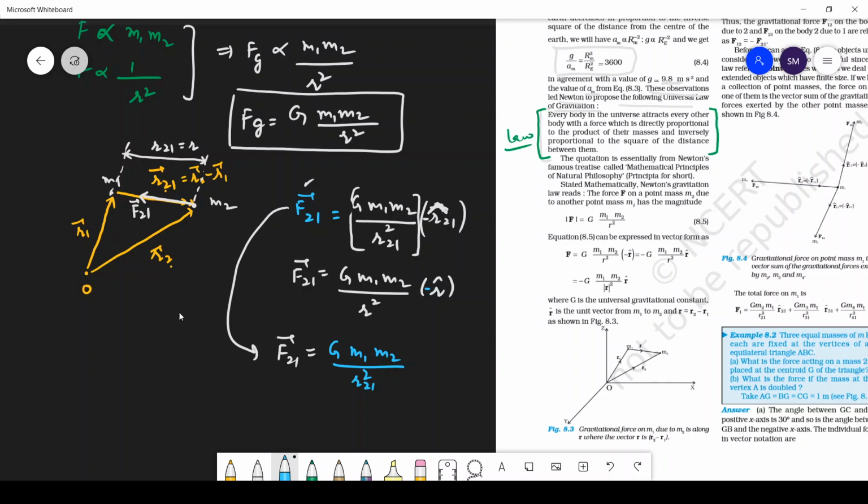So what's this unit vector? See, we have a vector that's equal to its magnitude, multiplied with the unit vector in that direction. That's how we write a vector. So what is a unit vector? A unit vector is equal to the vector divided by its magnitude. So magnitude will come here. So I can write this as such.